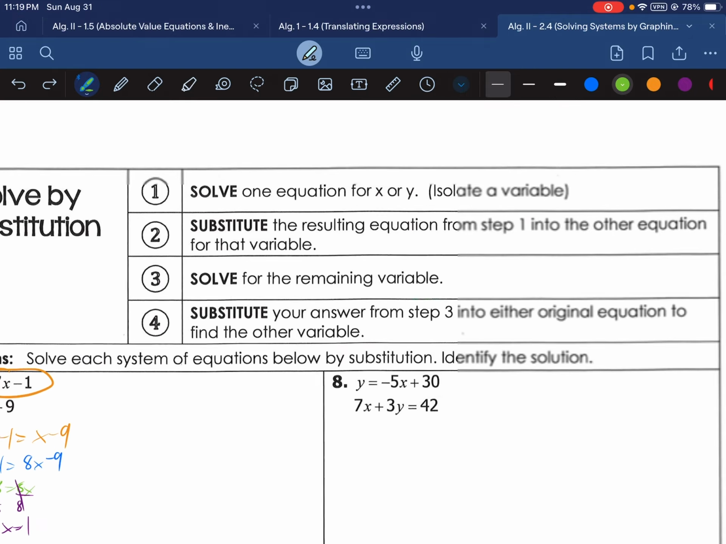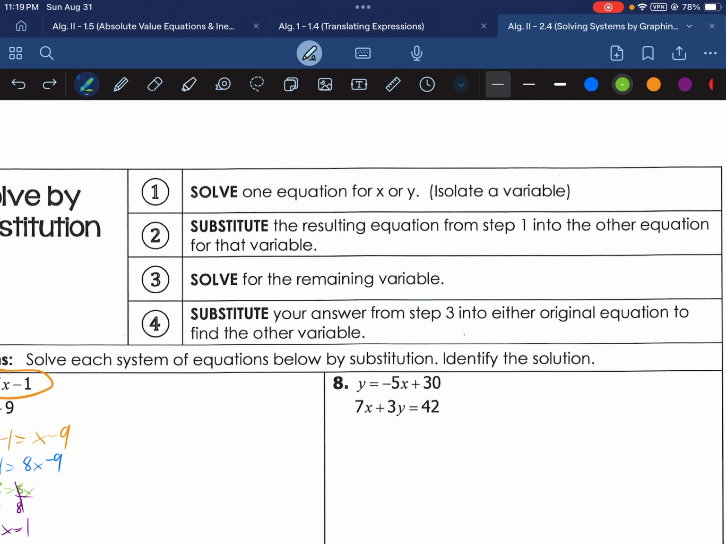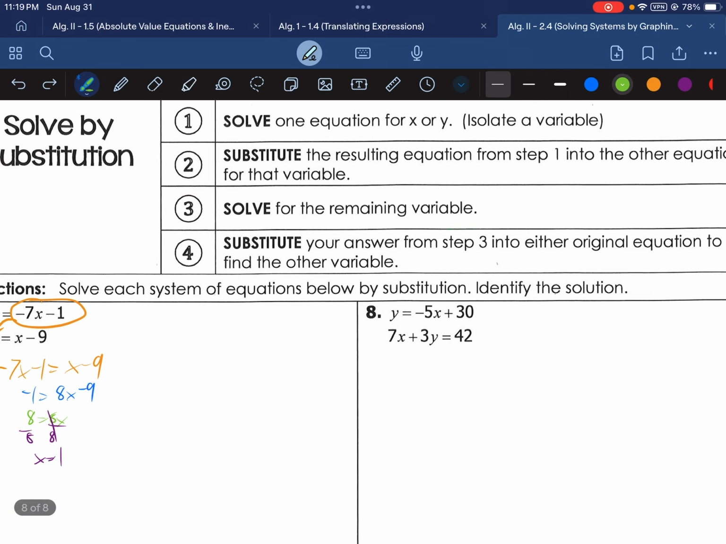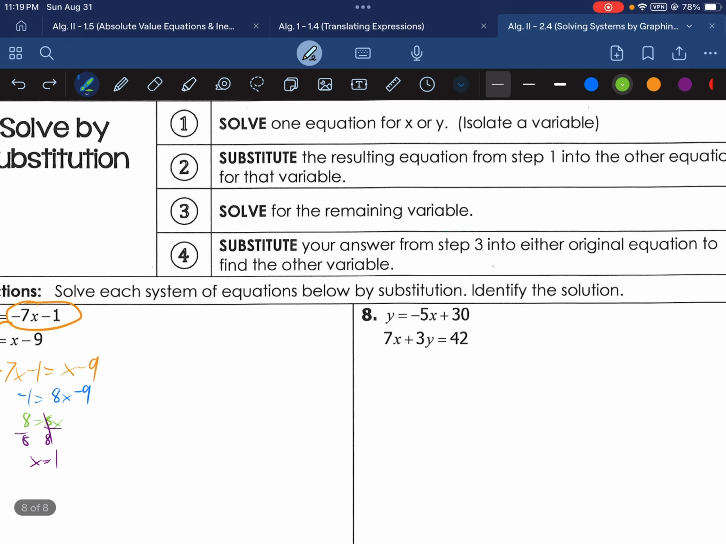Now, we only have one variable, so we did steps 1, 2, and 3. Step 1, we had to solve an equation for x or y. Here, it was already solved. Step 2, we substituted that, which was in the orange, into the other equation. Always has to be into the other equation. And then step 3, we solved for that variable.